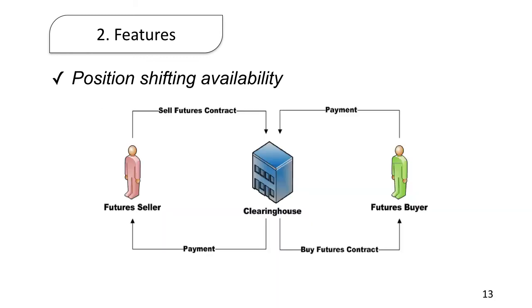Thus, if an investor is holding a long position, that is, signing a futures contract to buy a currency, and wants to close the position, that investor can simply sell the existing futures contract to the clearinghouse, bringing his position back to equilibrium. Conversely, if an investor is holding a short position, that is, signing a futures contract to sell a currency, and wants to close the position, the investor can simply buy the corresponding futures contract from the clearinghouse to bring his position back into balance.